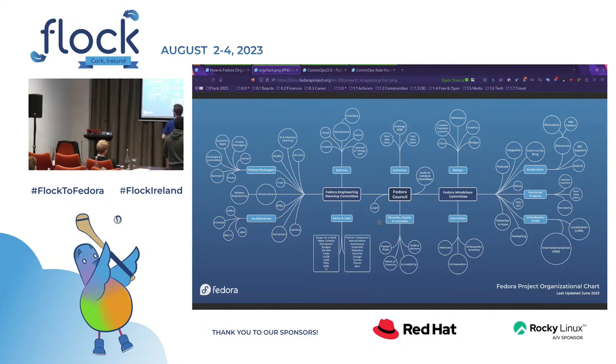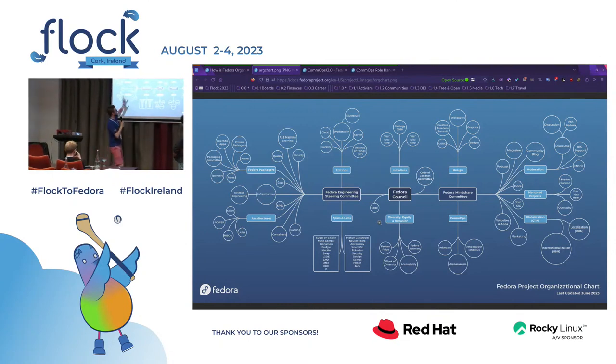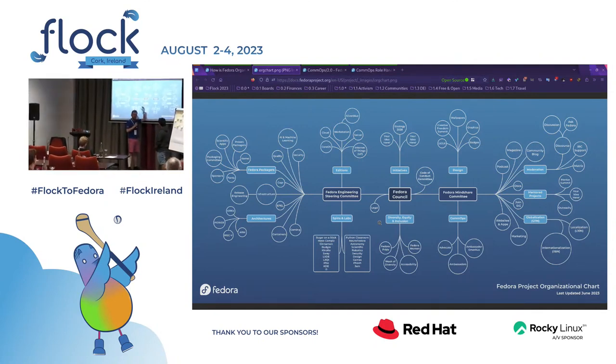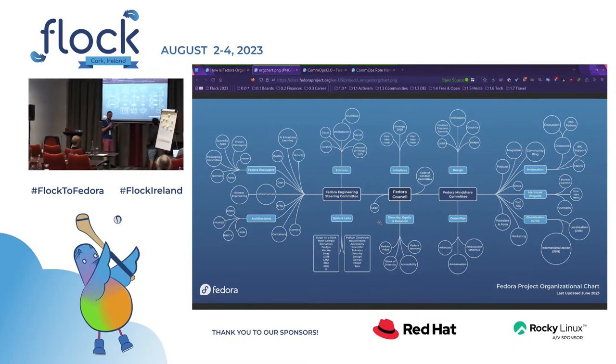So if you look at this chart, and maybe I should zoom in here, I always like to think about the org chart in a kind of left brain, right brain way. At a high level, you have the Fedora Council as the top level leadership in the community. We also have two other leadership bodies that play a significant role. On the left brain side, the more engineering side of Fedora, the governance at the top is the Fedora Engineering Steering Committee, or FESCO.